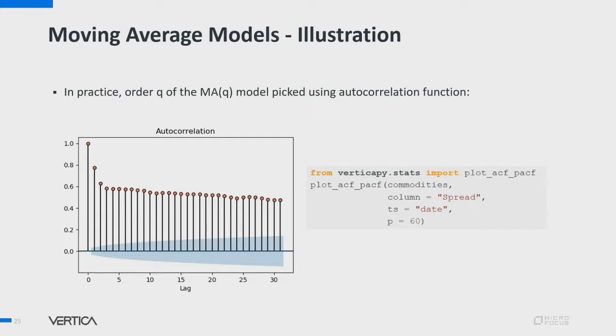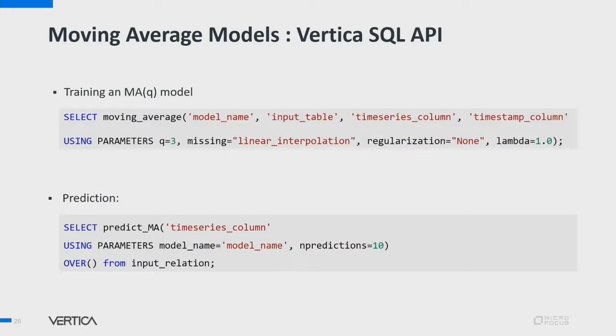In this example script, we've just told it to do that from commodities, column name, timestamp, and then instead of P, we can give a Q value because we want it on moving average. So you get your nice autocorrelation plot. You can look at the correlation plot, and that can help you determine the right size of the moving average window that you should take to have a good forecast. In terms of the SQL API, it looks pretty much similar.